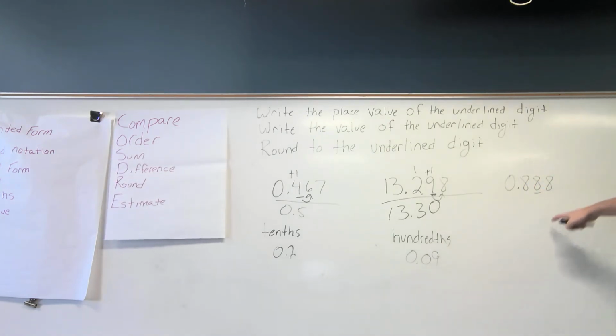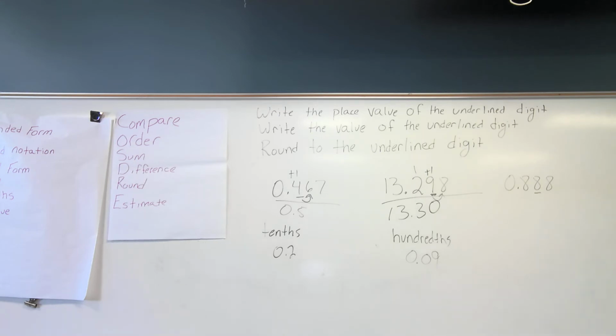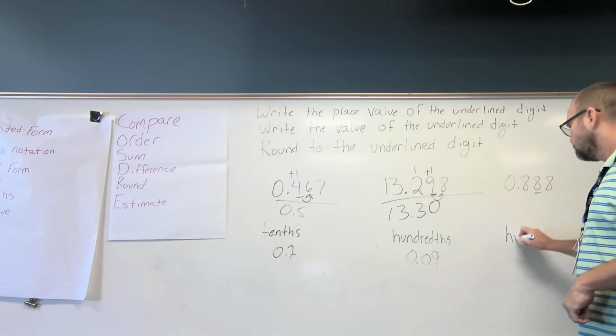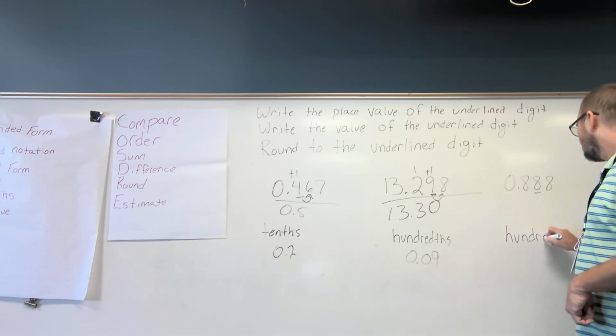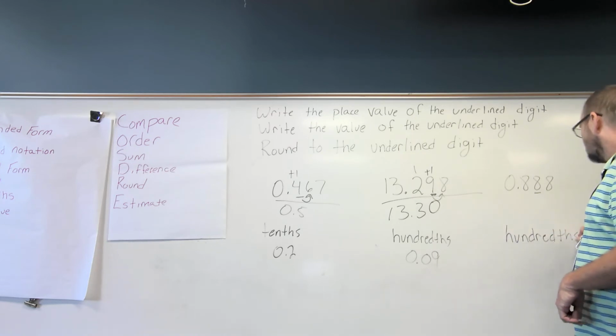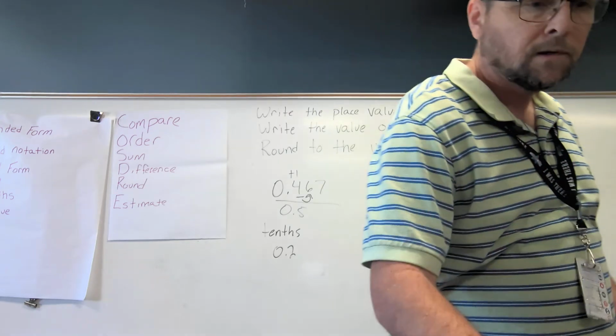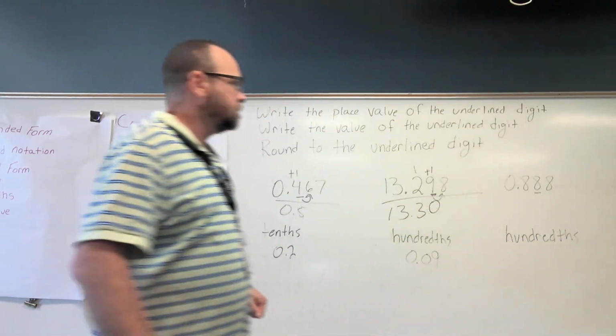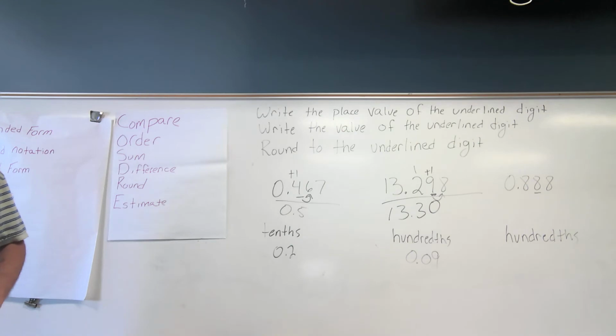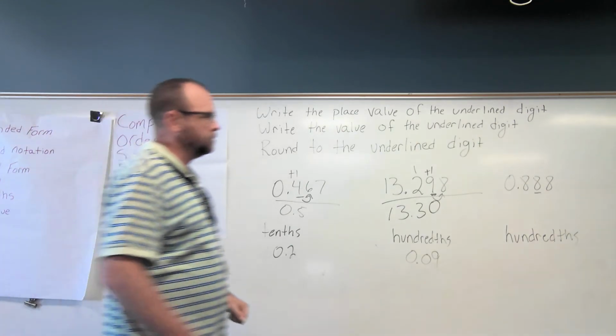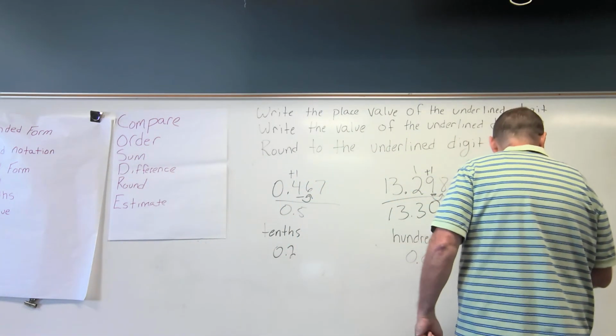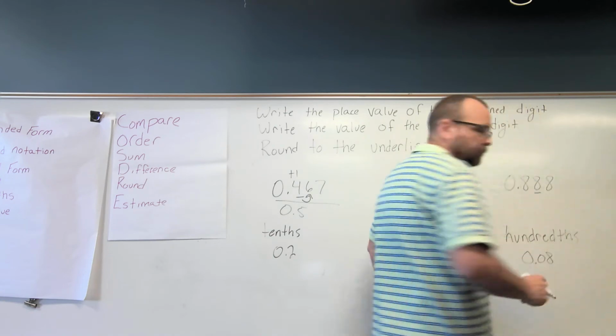Elsa, what place value is the underlined digit? Hundredths. Awesome sauce. Sam, what is the value of the underlined digit? 800ths.